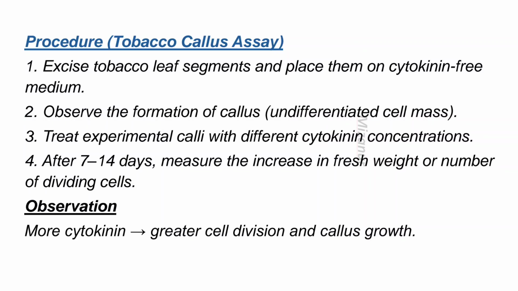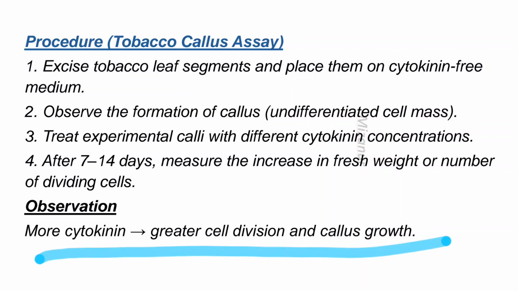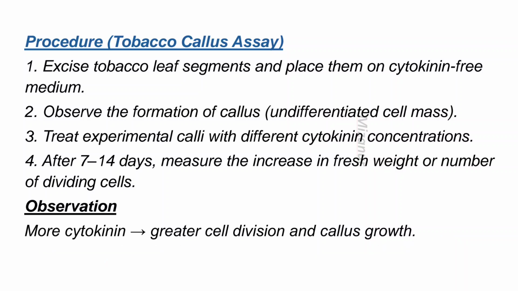The procedure of the bioassay: number 1, excise tobacco leaf segments and place them on cytokinin-free medium. Number 2, observe the formation of callus, an undifferentiated cell mass. Number 3, treat the experimental callus with different cytokinin concentrations. After 7 and 14 days, measure the increase in fresh weight or number of dividing cells. We'll see that the more cytokinin, the greater the cell division and callus growth. That is, the higher the concentration of cytokinin, the more cell growth occurs.